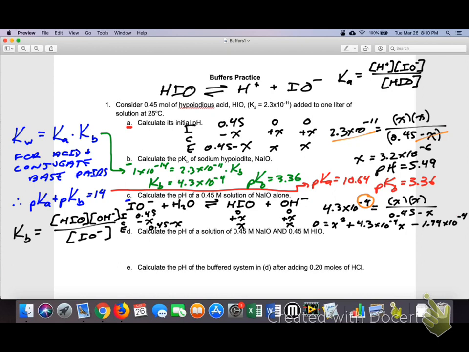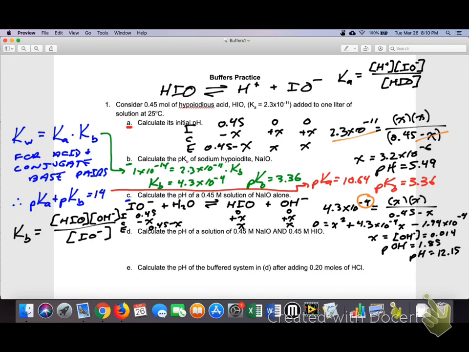But algebra tells me that that's the quadratic. Plug it into my calculator and solve for the roots. And I get a value for x, which is the concentration of OH minus, of 0.014. Negative log of that tells me that the pOH is 1.85, and then the pH, which is 14 minus that, is 12.15.